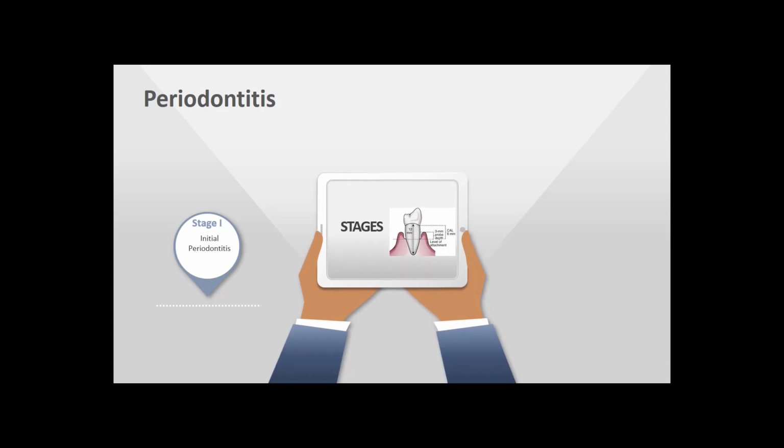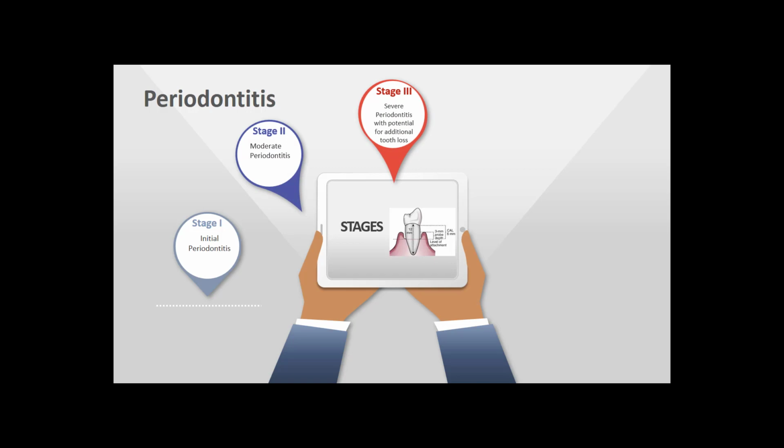Now we're going to look at periodontitis. With the new 2017 classification system, there's now 4 stages. We are going to list them here and then take a deeper look at each stage and what that involves. So stage 1 is your initial periodontitis. Stage 2, moderate. Stage 3, severe with potential for additional tooth loss. And stage 4, severe periodontitis with potential for loss of the entire dentition.